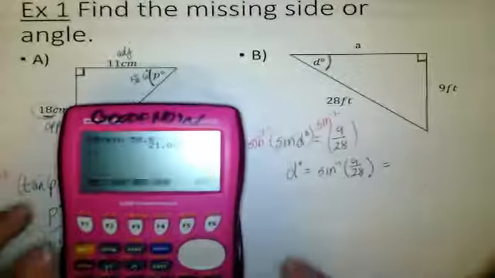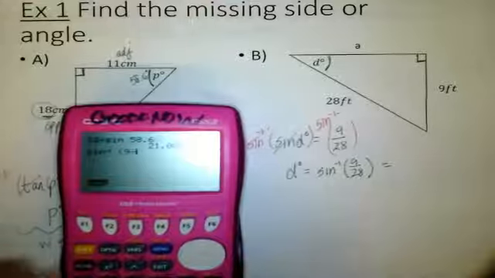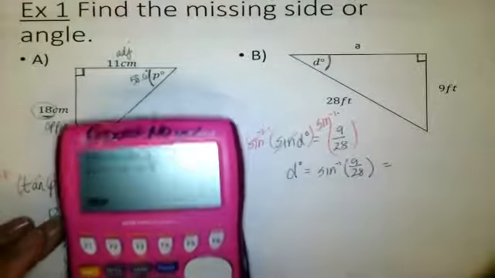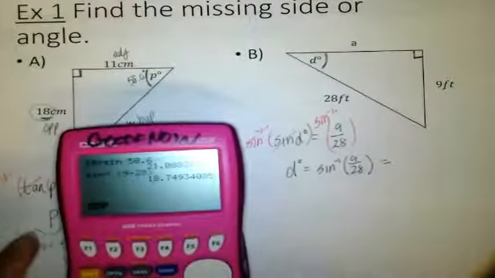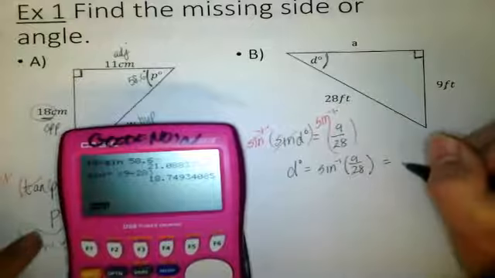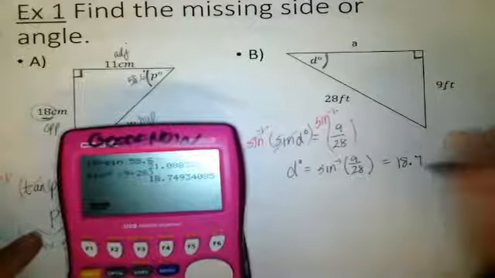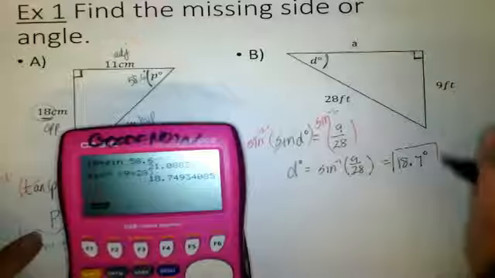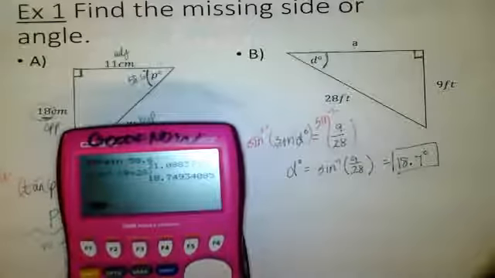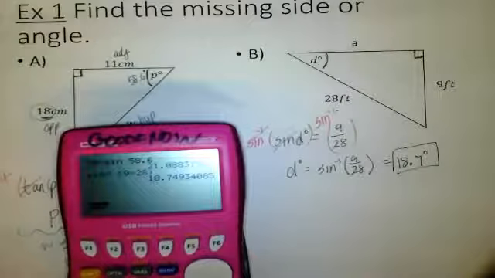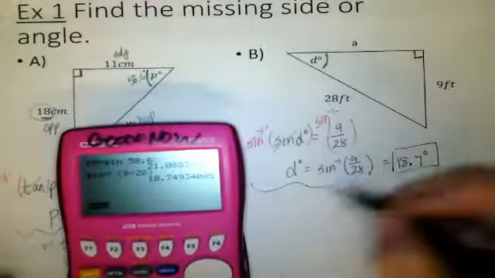And so we can do sine inverse of 9 over 28 in your calculators and get 18.7-ish degrees. Okay? Got it? Yeah? Okay.